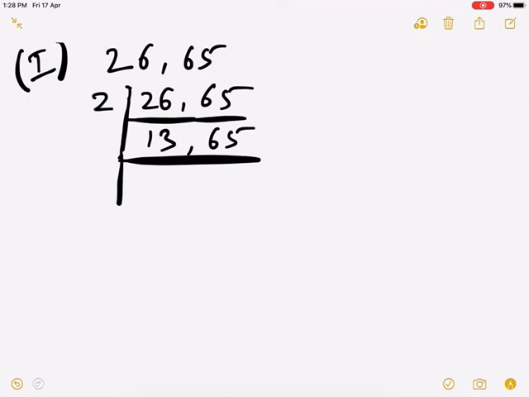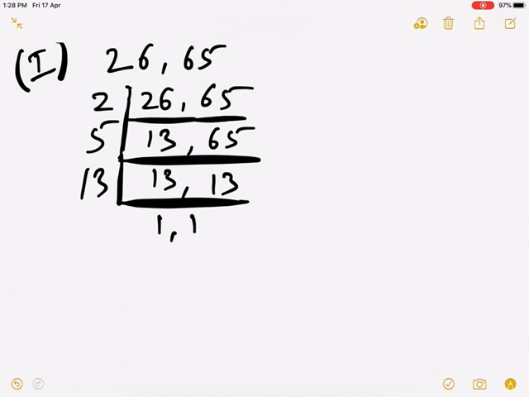Then as we can see, 13 and 65. 65 is divisible by 5, so we will write 5 here. 13 doesn't come in the table of 5, so 13 will be written as it is. And then if we divide 65 by 5, we will get 13. And now we will divide here by 13, so 1 1.